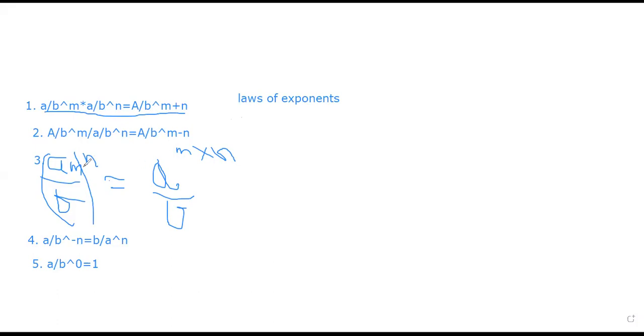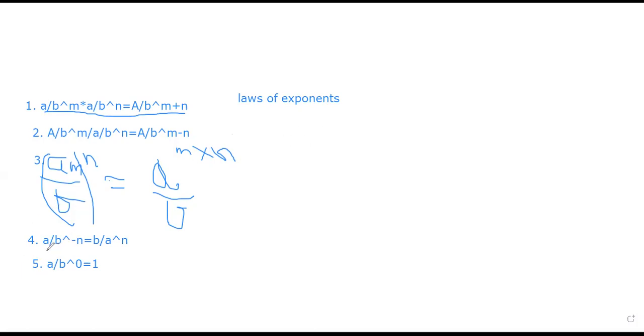Law number 3 says that when a number has one exponent inside the bracket and another exponent outside the bracket, then you multiply both the exponents. 10 by 3 to the power 5, whole to the power 10, is equal to 10 by 3 to the power 5 into 10, which is 10 by 3 to the power 50.